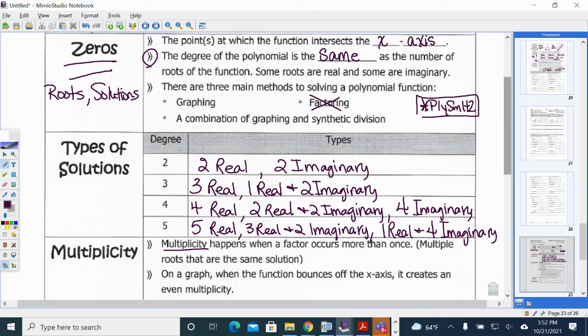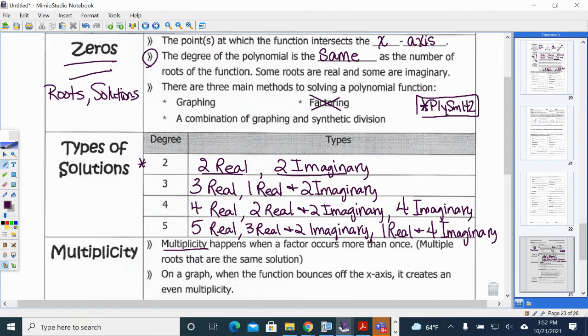If my degree is 2, then that means I only have 2 solutions. And those 2 solutions can either both be real or they can both be imaginary. But what I cannot have is 1 real and 1 imaginary. Because again, imaginary solutions come in pairs. So I can't have just 1. I have to have at least 2 or 4 or 6 or 8 or so on. But they can only come in groups of 2.